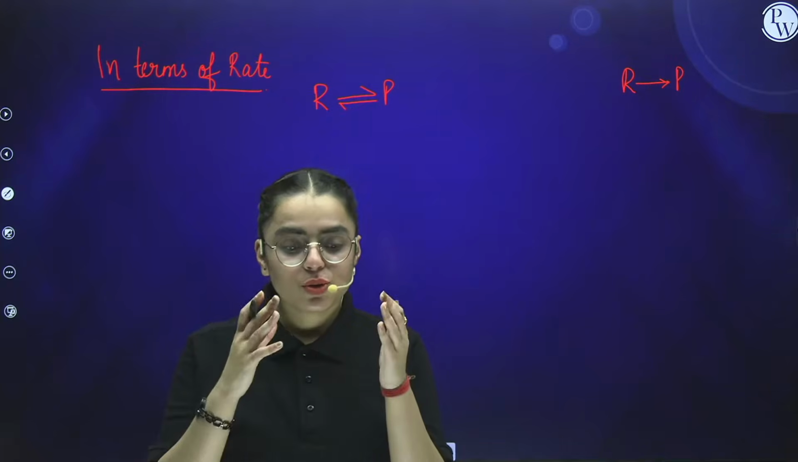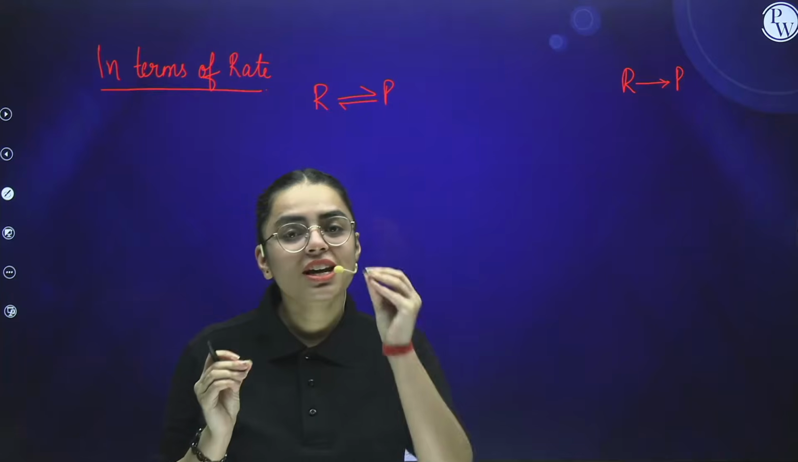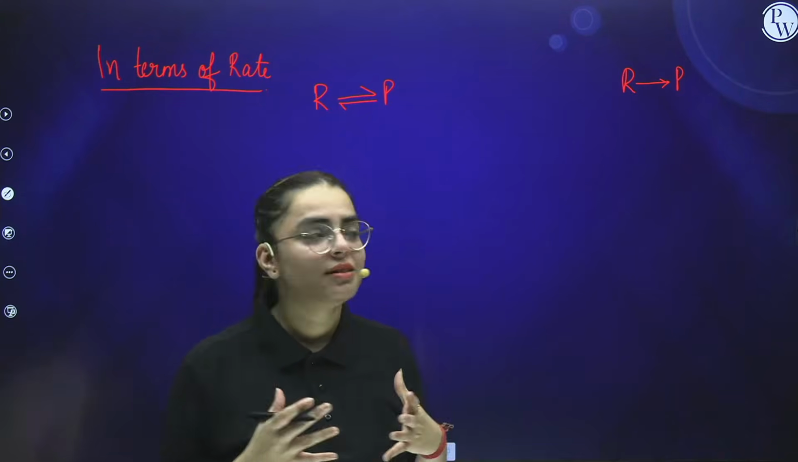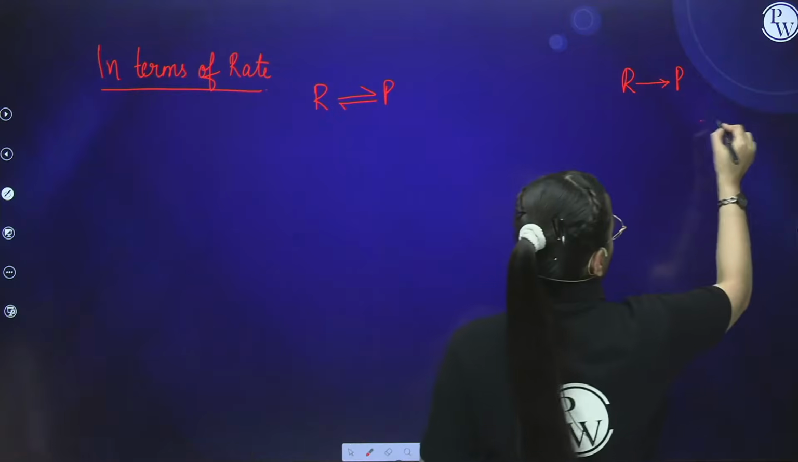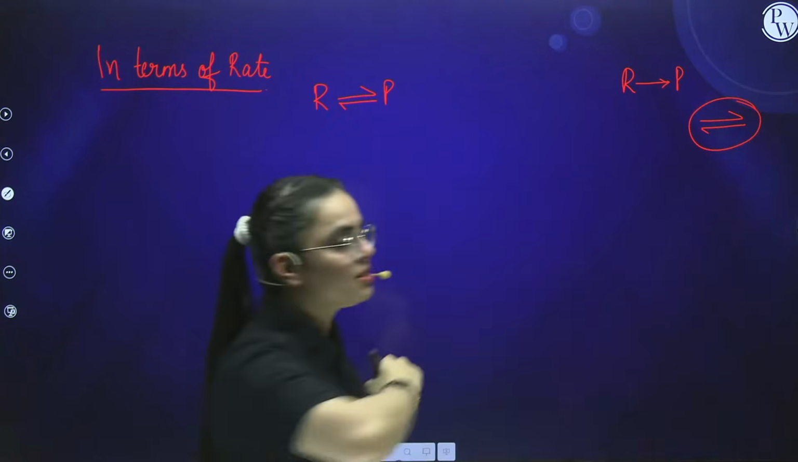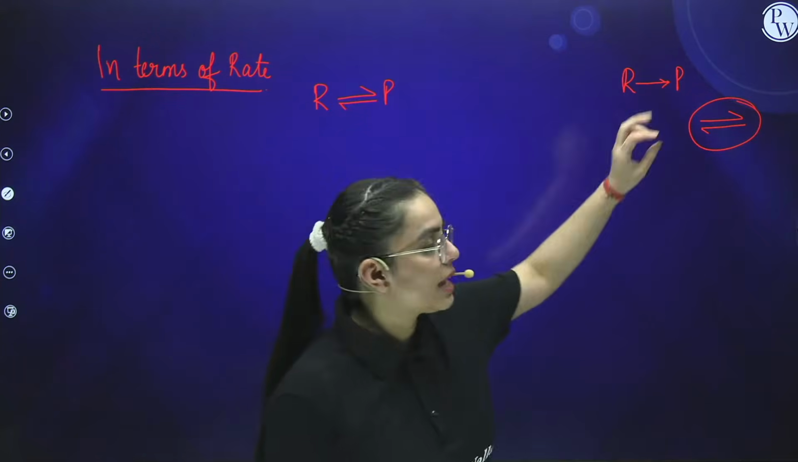To represent equilibrium, we use a sign. What is the sign over here? The sign is basically like this. This is the sign for equilibrium. Now I'm going to explain how this is the sign of equilibrium and what this sign is representing.